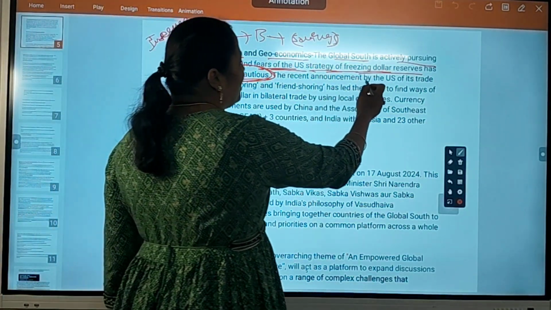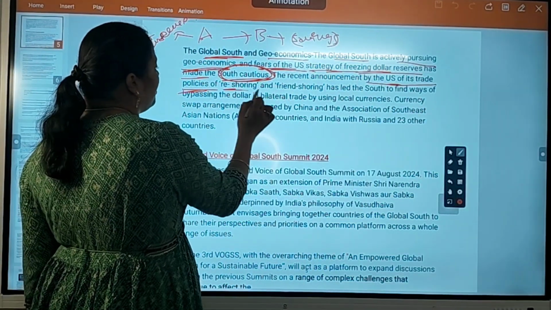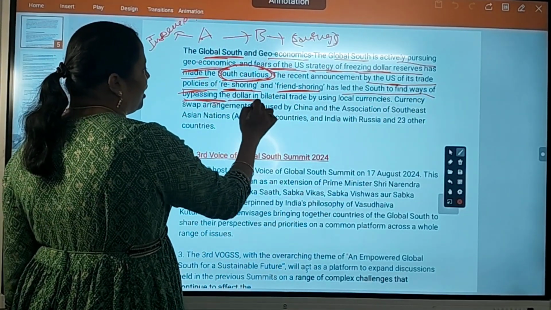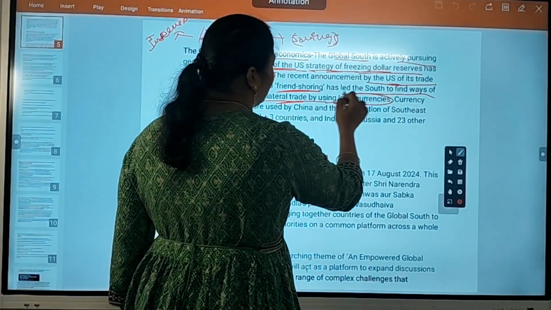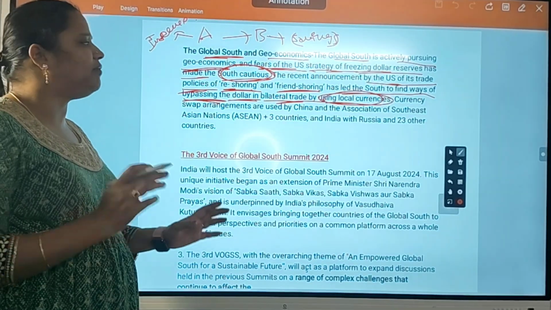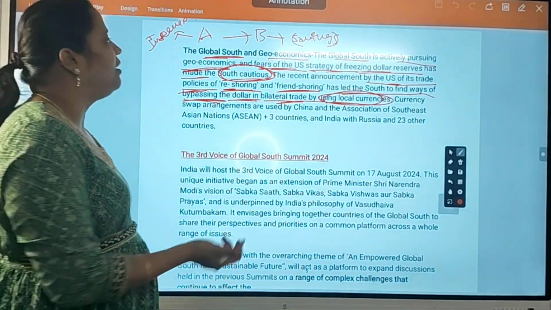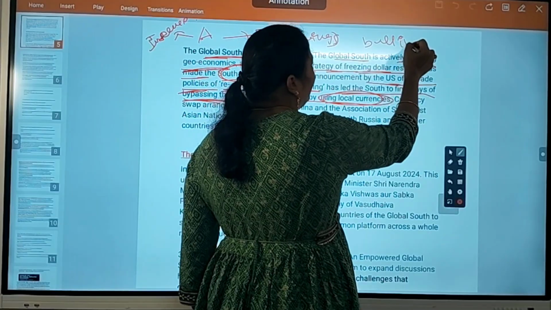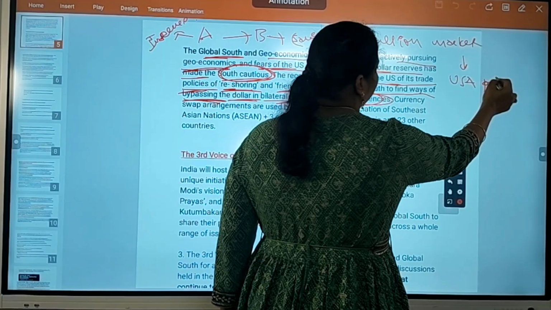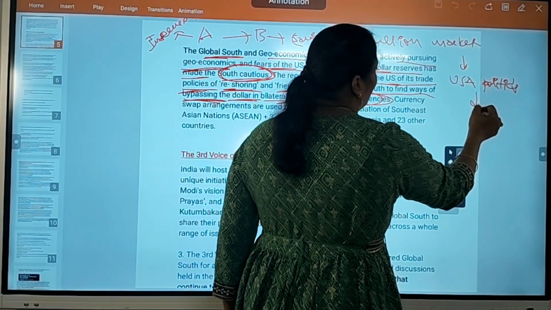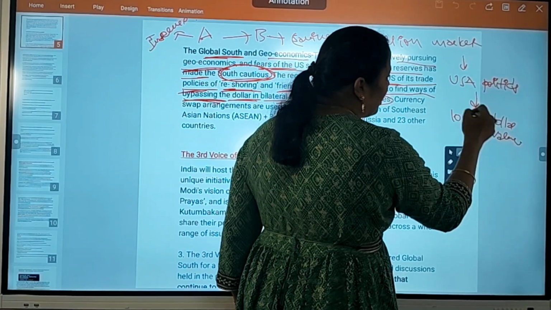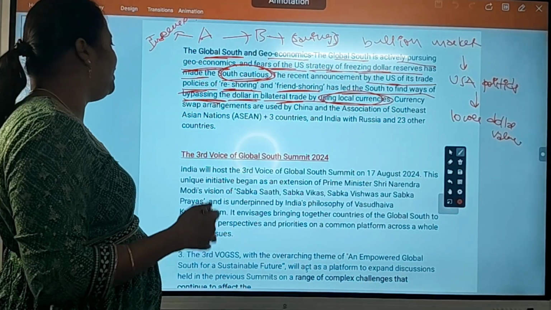The recent announcement by the US of its trade policies of reshoring and friend-shoring led the South to find ways of bypassing the dollar in bilateral trade by using local currencies. Even the South is trying to dominate the dollar using local currencies, but it is often impossible. They fight in the bullion market every day, and they try to lower the dollar value. Then if the dollar value comes down, automatically other currencies will grow in international markets.